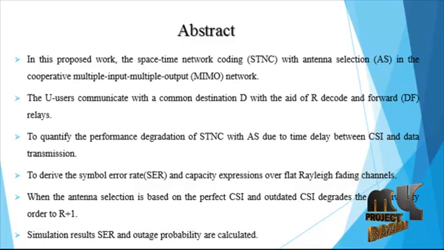We also examine the effects of spatial correlation on the performance of STNC with antenna selection by obtaining a new closed-form expression for the asymptotic SER, which indicates that STNC with AS achieves a full diversity order over flat correlated relay channels regardless of the value of the spatial correlation coefficients. Numerical and simulation results demonstrate the accuracy of our theoretical analysis and evaluate the performance of space-time network coding with antenna selection.